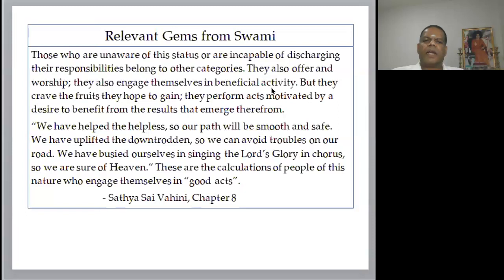They also engage themselves in beneficial activity, but they crave for the fruits they hope to gain. They perform acts motivated by a desire to benefit from the results that emerge therefrom. We have helped the helpless, so our path will be smooth and safe. We have uplifted the downtrodden so we can avoid troubles on our road. We have busied ourselves in singing the Lord's glory in chorus, so we are sure of heaven. These are the calculations of people of this nature who engage themselves in good acts.